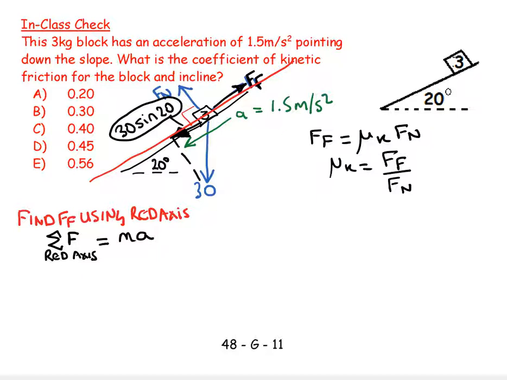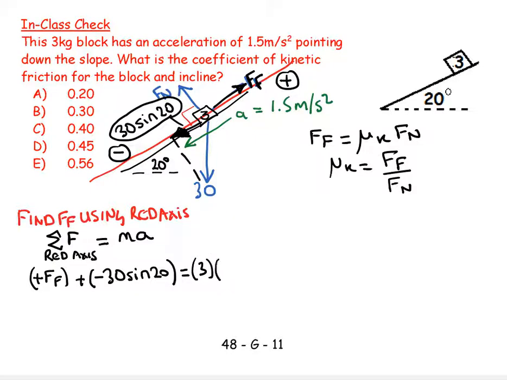And I can say, let's make this the positive end, let's make this the negative end. I can say plus Ff added to minus 30 sine 20 is equal to the mass of this thing, which is 3, times the acceleration of this thing, which is minus 1.5.